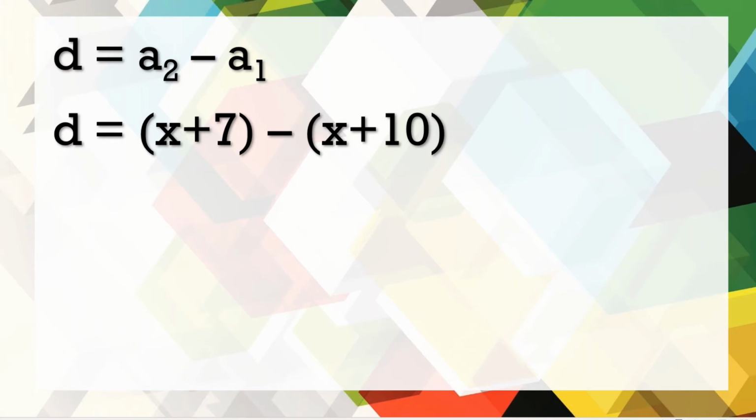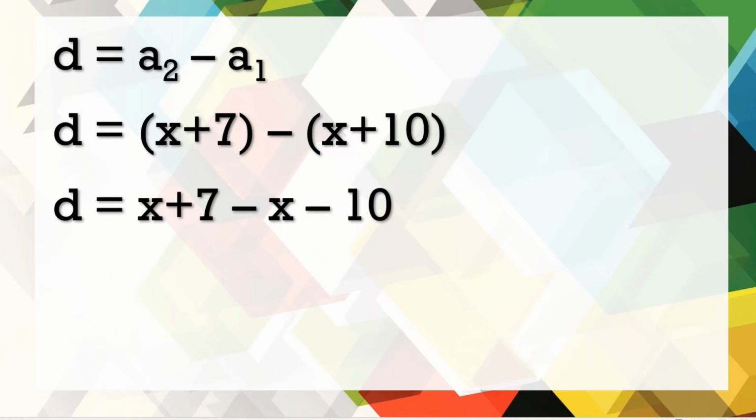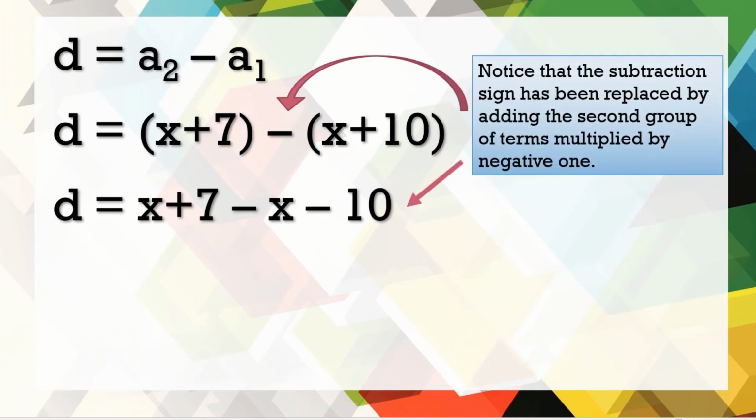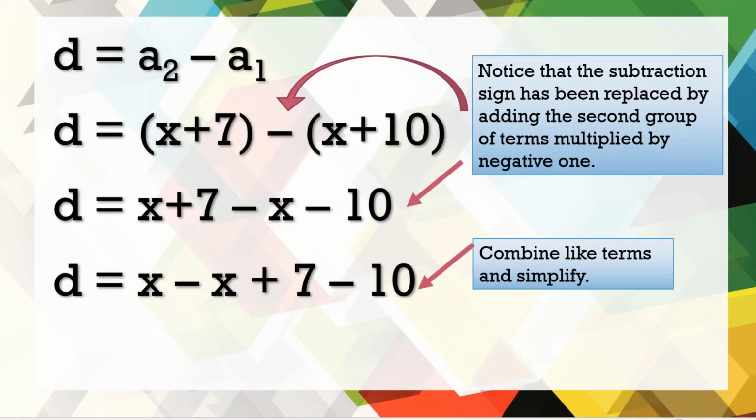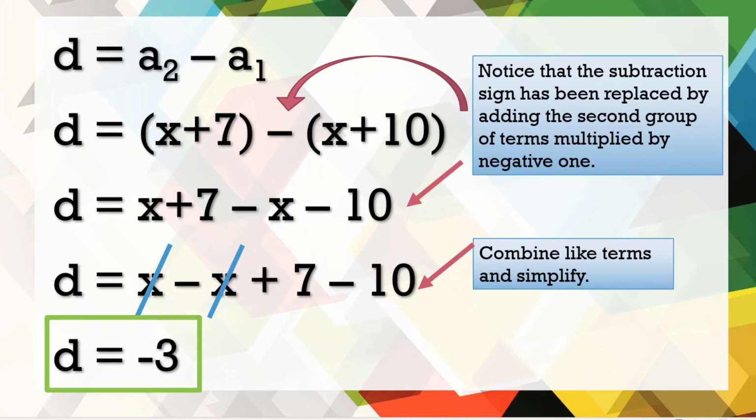We have a sub 2 minus a sub 1 equals x plus 7 minus x plus 10. Notice that the subtraction sign has been replaced by adding the second group of terms multiplied by -1. That's why we have x plus 7 minus x minus 10. Combining like terms, we have x minus x plus 7 minus 10. Simplifying it, x minus x equals 0, 7 minus 10 equals -3. So the common difference is -3.